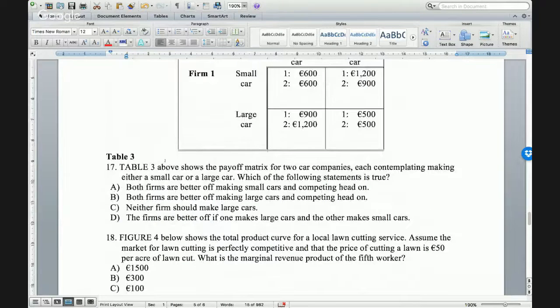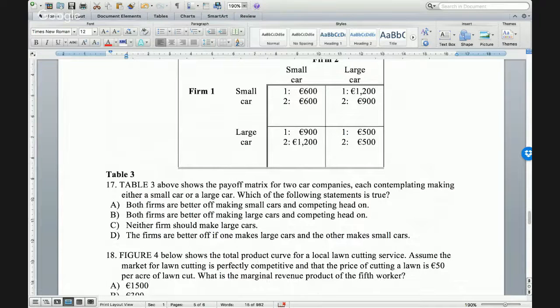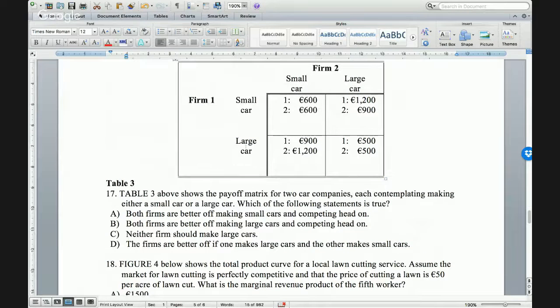So it shows the payoff matrix, each contemplating making either a small or a large car. So which is true? Both firms are better off making small cars and competing head on. That seems quite logical to do this, compete head on, but then you don't have to trust, because firm 2 could produce a large car making this higher profit, and likewise firm 1. Both firms are better off making large cars and competing head on. Yeah. Even though they're making less profit. Neither firm should make large cars. That's not true.